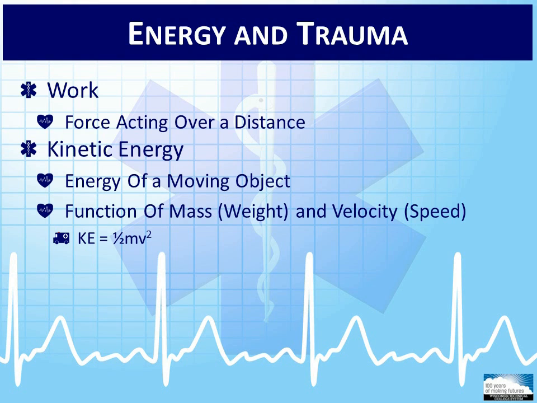Being hit by a Nerf football at 25 miles per hour is very different than being hit by a freight train traveling the same speed. The velocity of an object is very important, but so too is the mass of the object.